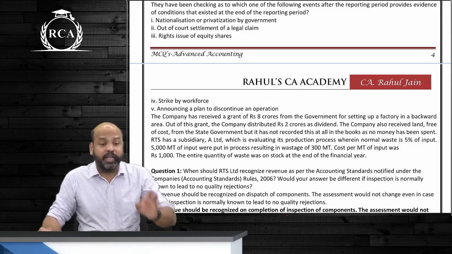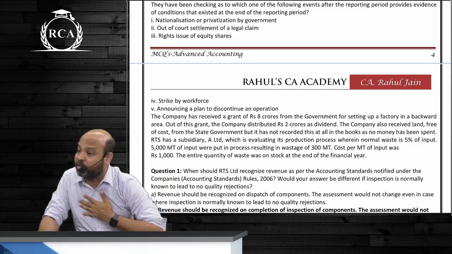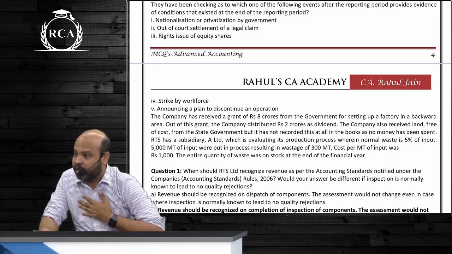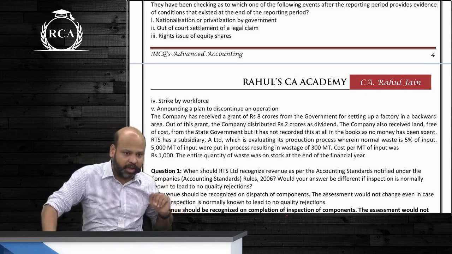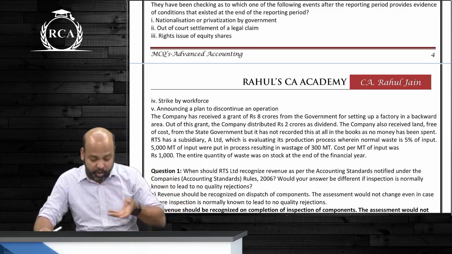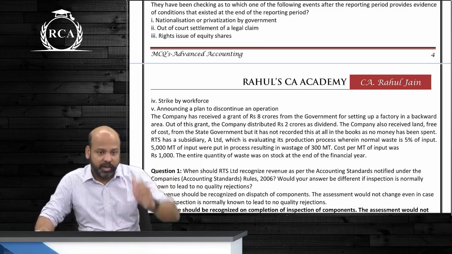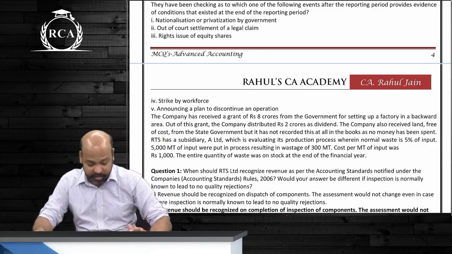There is a case where the management has come to an agreement with the labor union that they are going to increase wages retrospectively. Then you will have to see, guys, whether the negotiations commenced as on the balance sheet date or after the balance sheet date. How is that related to this? They will start the protest someday later. Are you getting the point, guys?